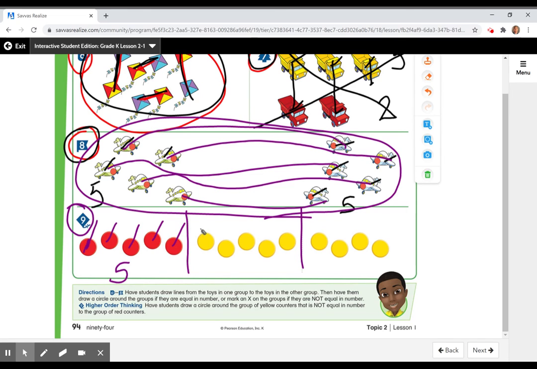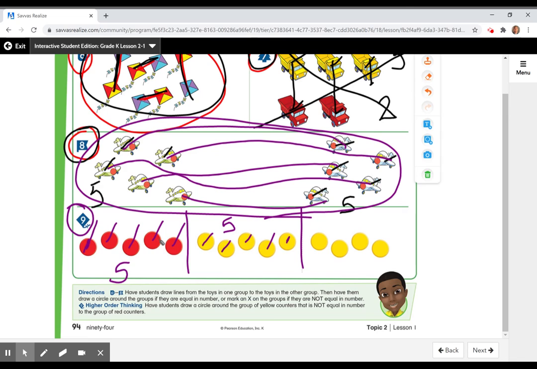Whatever group that is, you're going to circle it, and whatever group is different, it'll have less, or it won't have as many. You need to put an X through that. So let's count this box. 1, 2, 3, 4, 5. Is 5 and 5 the same? Yes, it is. These two groups are equal.